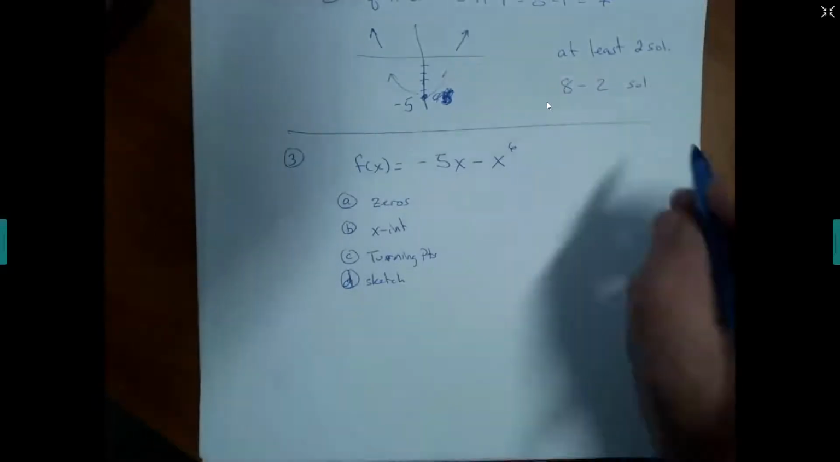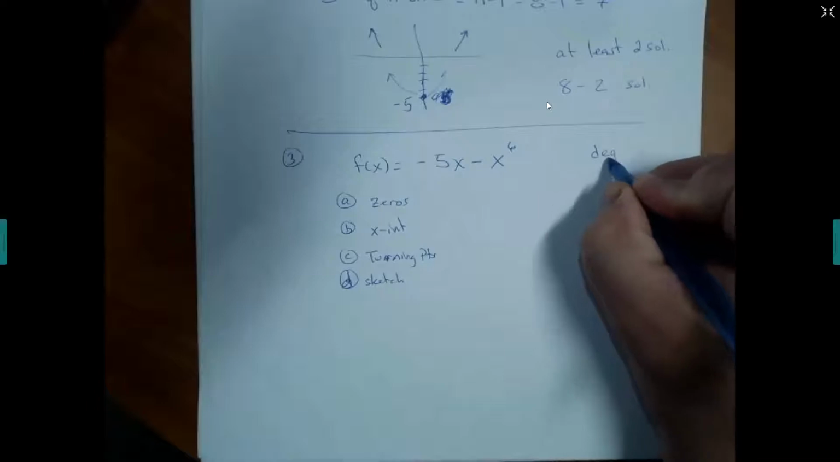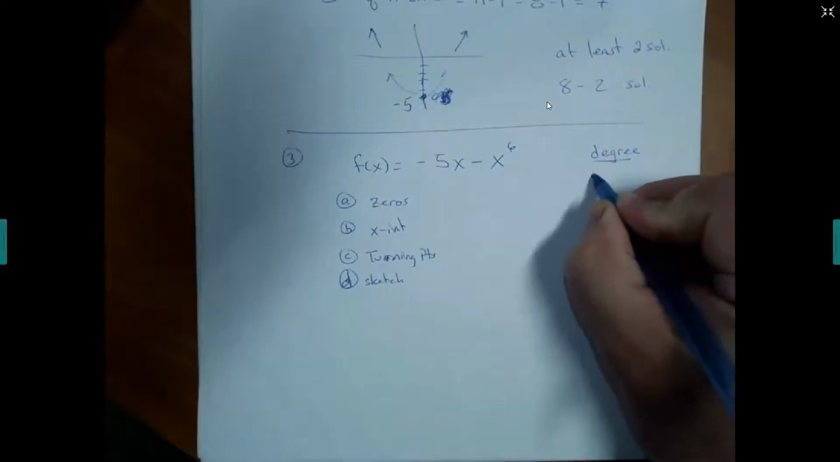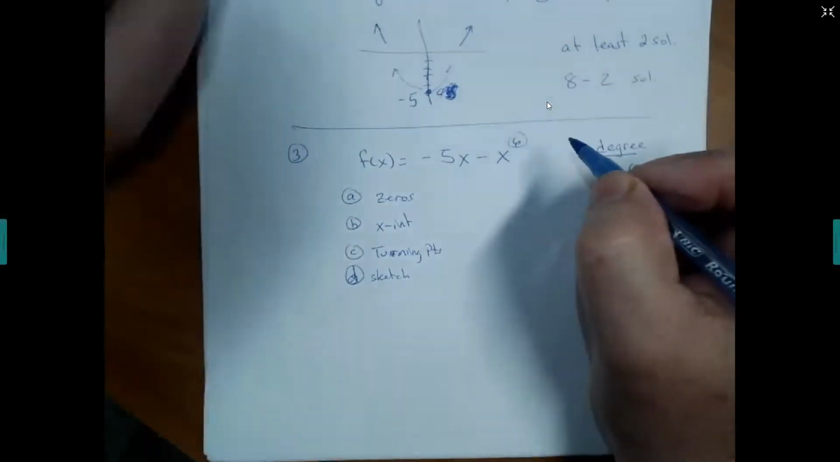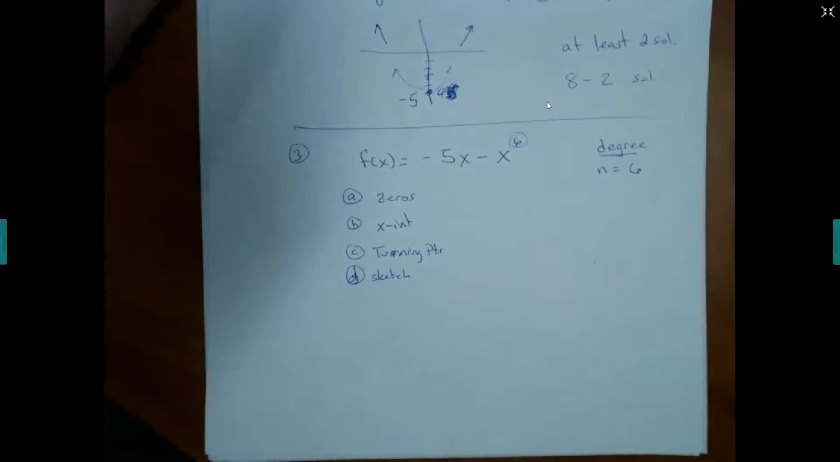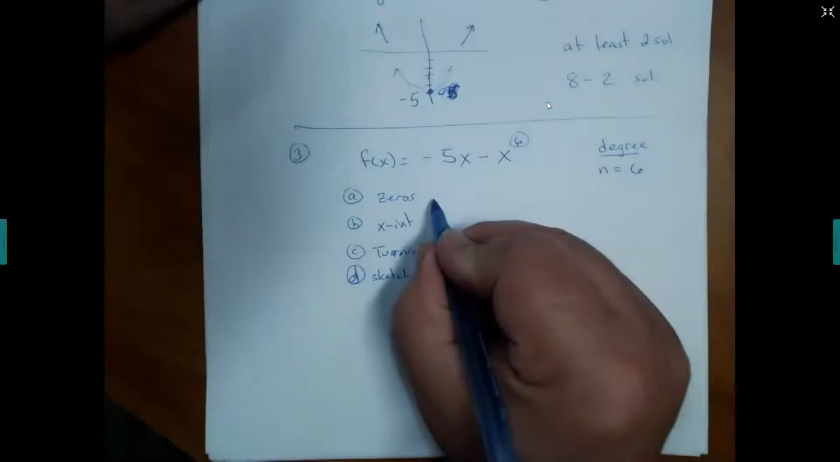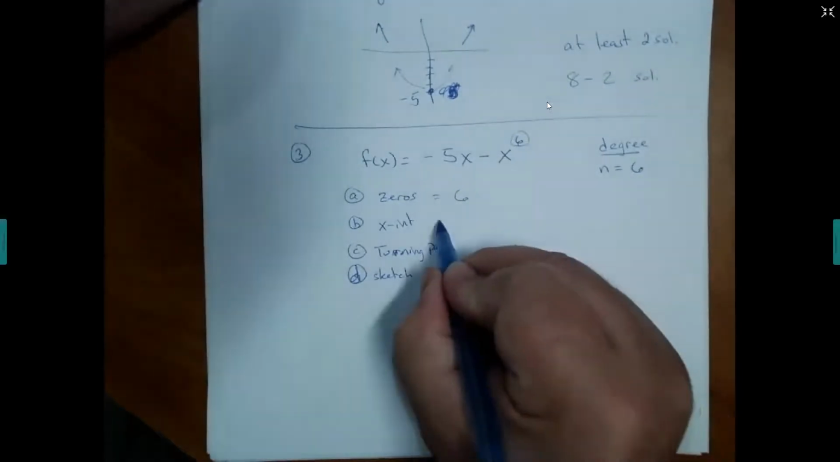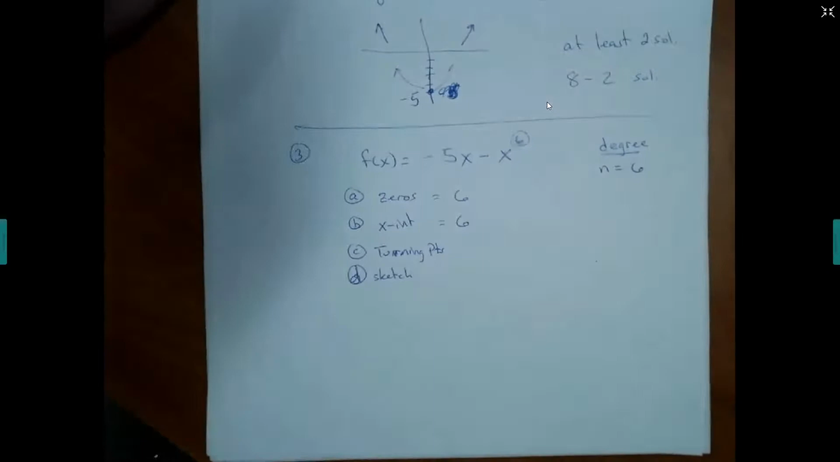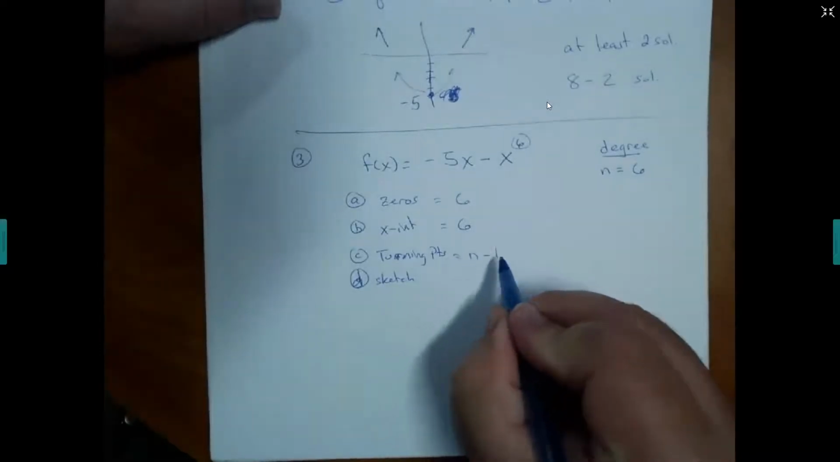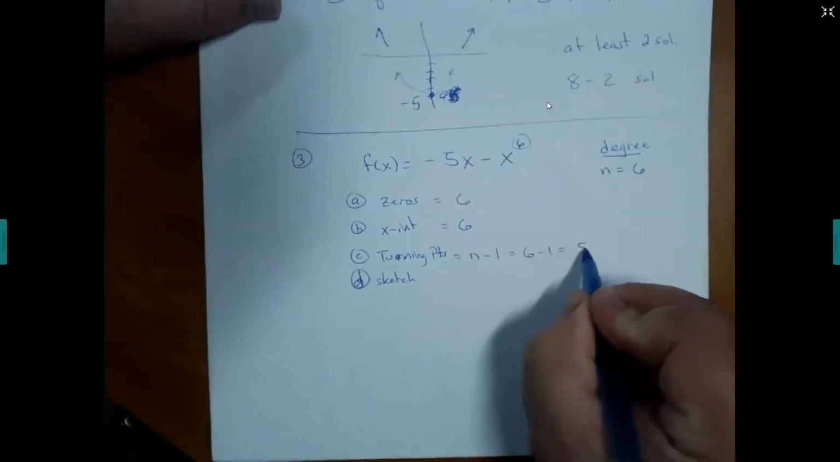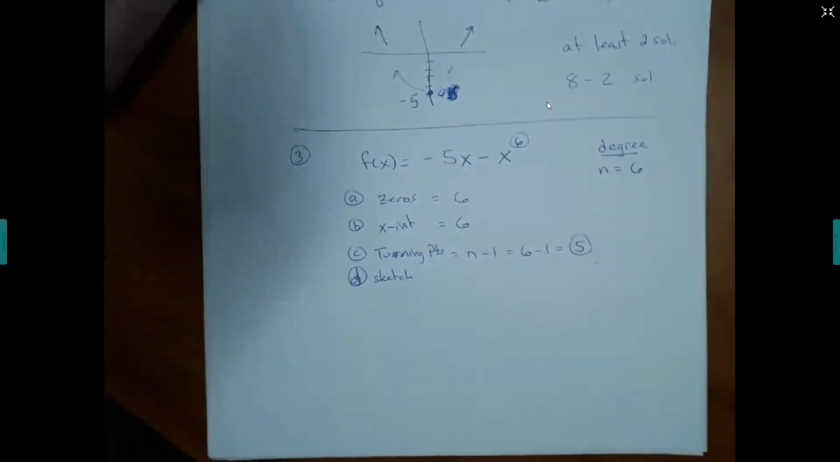All right, so we have to figure out what is the degree of this polynomial. 6, right? They tricked you. Always make sure that you look at it and you know where the highest exponents are. That tells you how many intercepts. So the maximum number of zeros we'll have is 6. How many turning points? N minus 1, so it's 6 minus 1, 5 turning points at most.